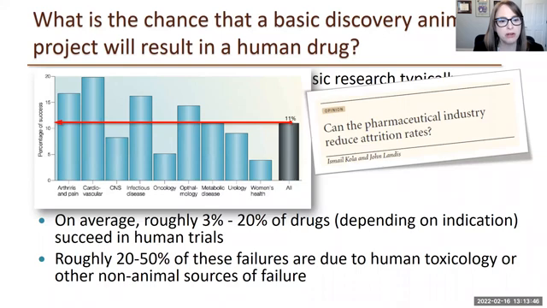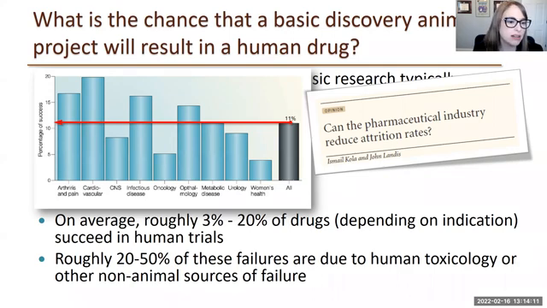However, if we think about once we get those drugs into those phase 1 human trials, what is the chance that they actually make it to market? And this is where it gets pretty scary. On average, this can fluctuate anywhere from 3 to 20% success rate in human trials. And on average, that's around 10%.